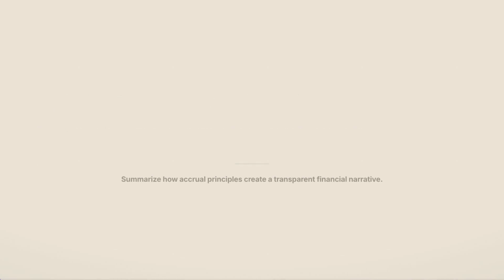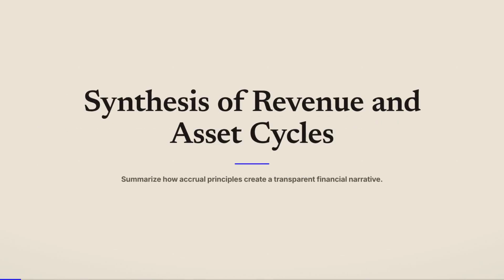We've covered a lot of ground, from the timing of revenue realization to the systematic expensing of long-term assets. Whether it's estimating bad debt to satisfy the matching principle, choosing between FIFO and LIFO to manage inventory costs, or calculating the depletion of a natural resource, these accounting practices serve one purpose: transparency.